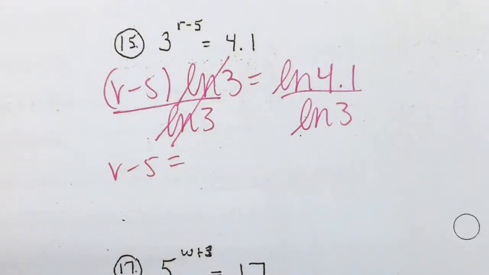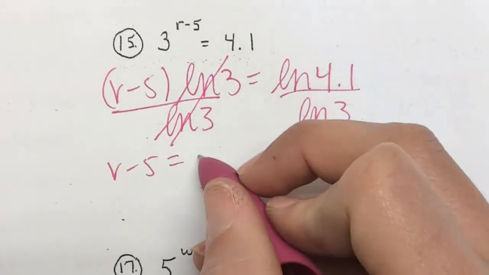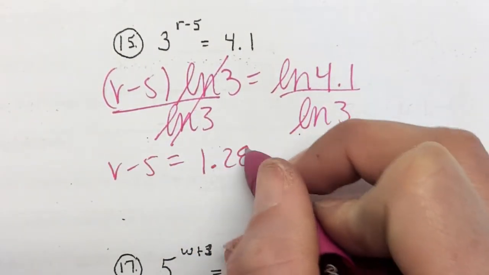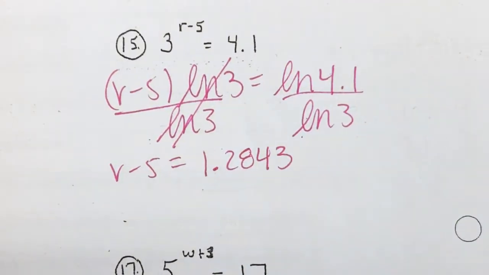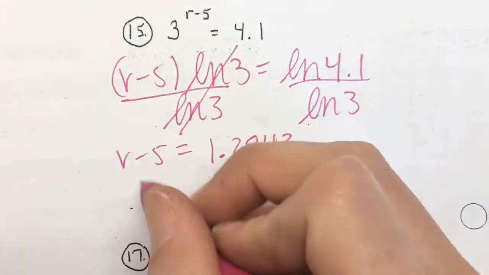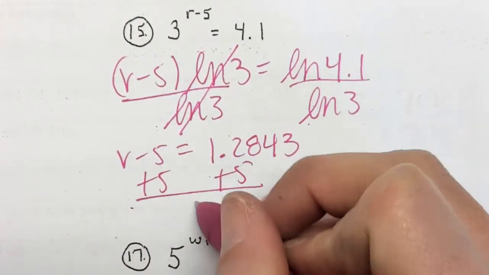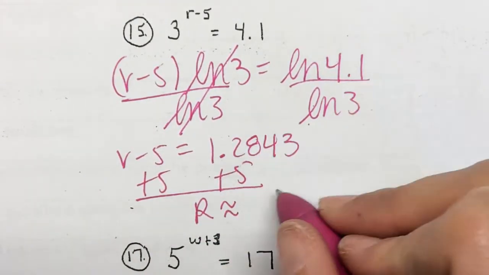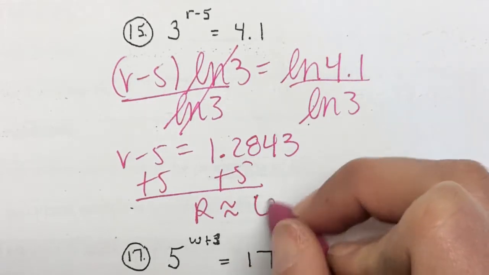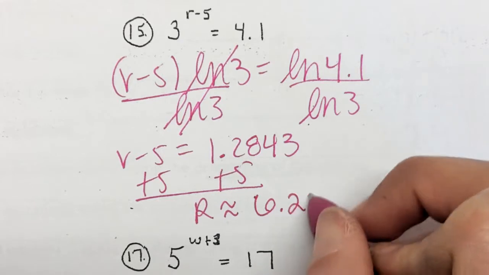Go ahead and find out what ln 4.1 divided by ln 3 is. And then somebody say it out loud. 1.2843. Did we round correctly? Good. Alright, now how do you solve for r? Just add 5. Very good. So we got r is approximately what? 6 point. Very good.